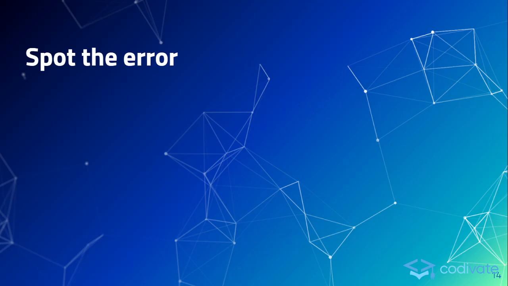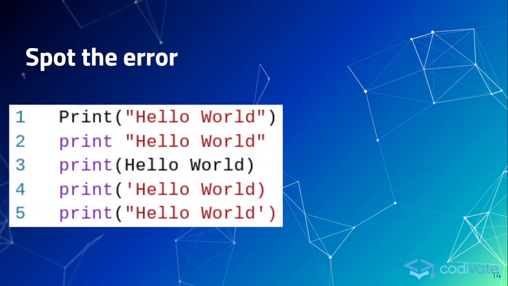So now that we know the syntax for printing strings, let's go over some incorrect examples, and let's see if we can spot the error. So what I'm going to do is show a bunch of incorrect print statements, and then you can pause the video and try to figure out the errors, and then we'll go over each of them.